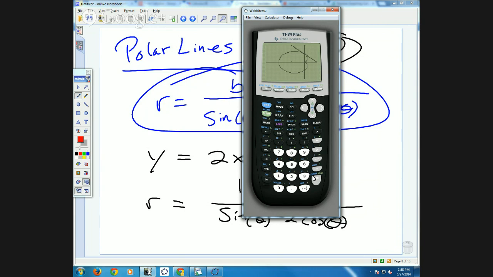That's what it should look like, right? We have to have a line tangent to the point when theta is pi over 2 and r is 1, which is right there.